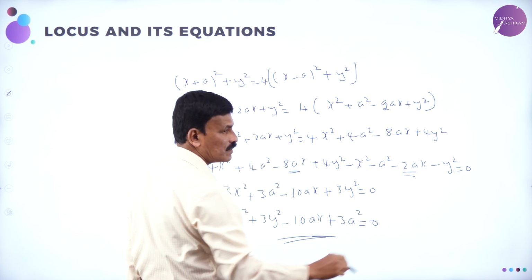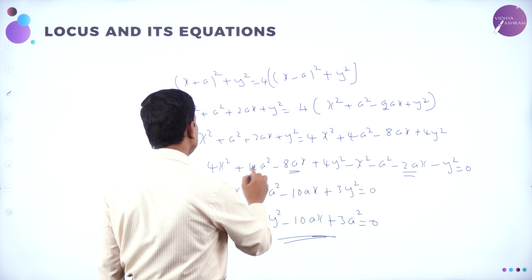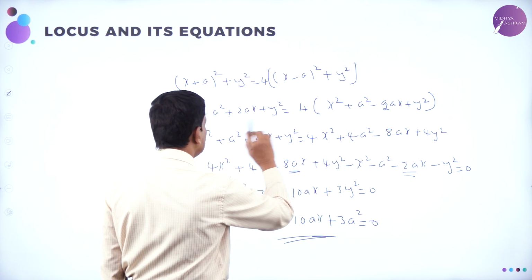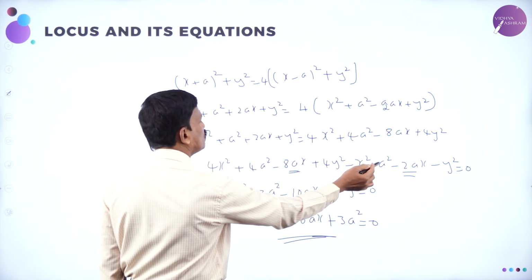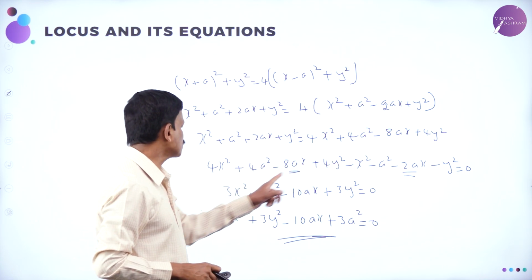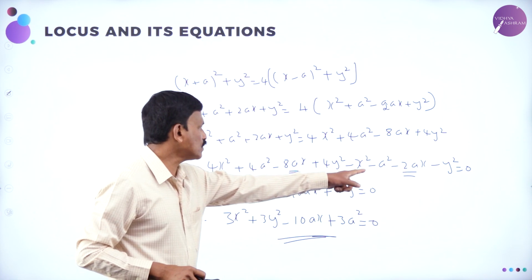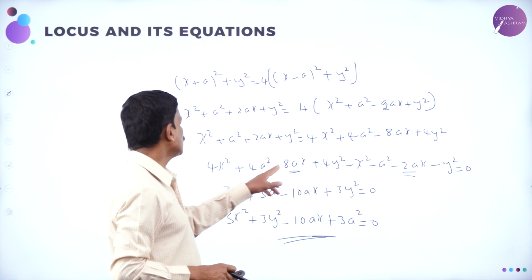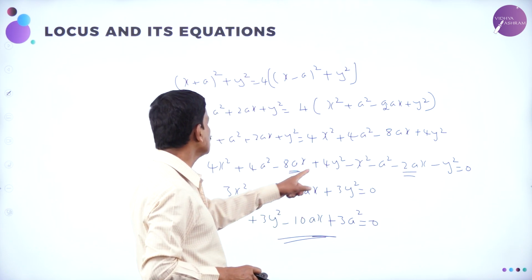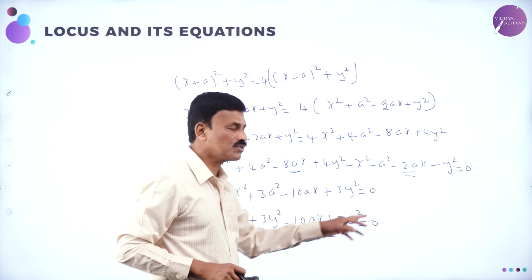Transfer all the left hand terms to the right hand side. We will get 4x² + 4a² − 8ax + 4y² − x² − a² − 2ax − y². Here 4x² − x² is 3x². 4a² − a² is 3a². Again −8ax − 2ax is −10ax. 4y² − y² is 3y².